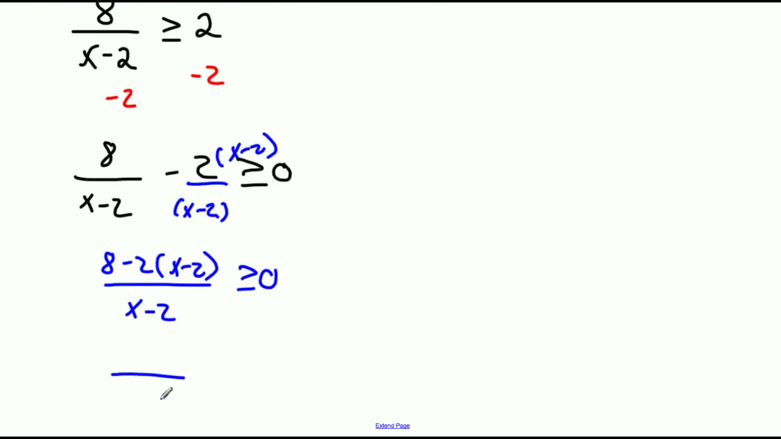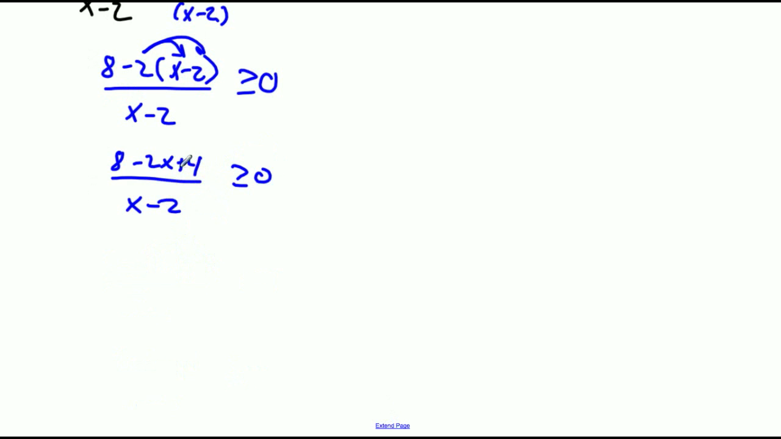So now let's simplify this some more. So I still have my denominator of x minus 2. And now I'm going to go ahead and do the distributive property and get 8 minus 2x plus 4. Because I bring down the 8, and I do negative 2 times x is negative 2x. Negative 2 times negative 2 is a positive 4. All right. And I can combine the 8 and the 4, and so I'll just get 12 there. So 12 minus 2x all over x minus 2 is greater than or equal to 0. Okay, so that was the first step.